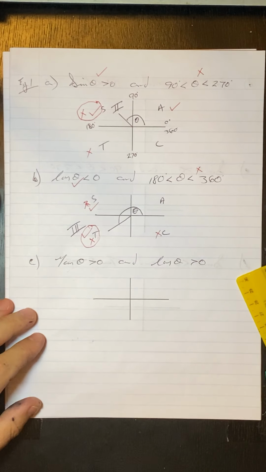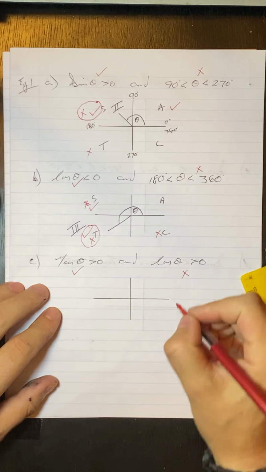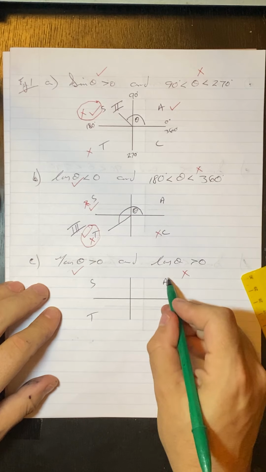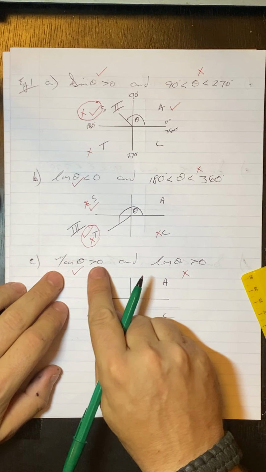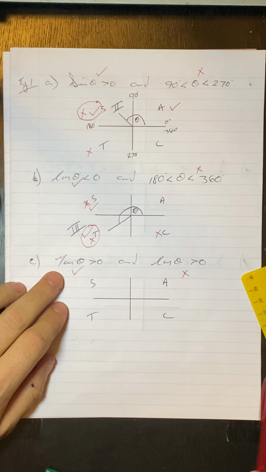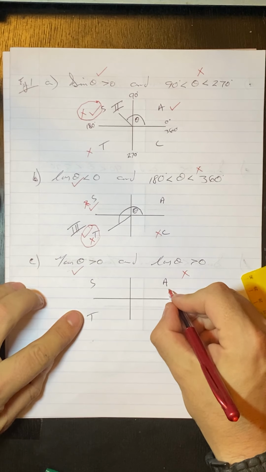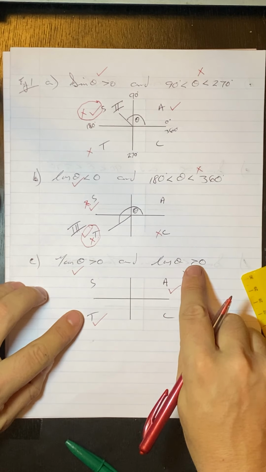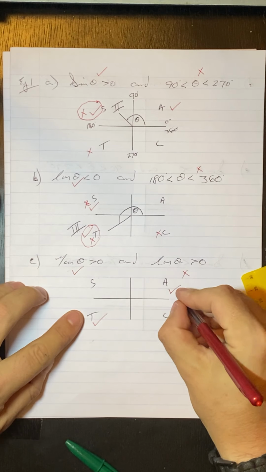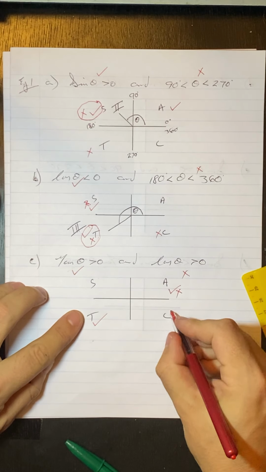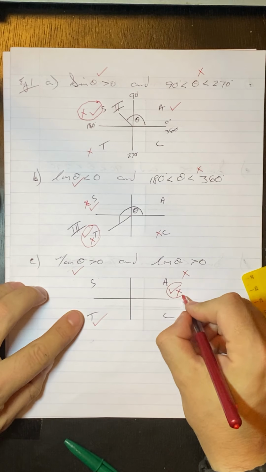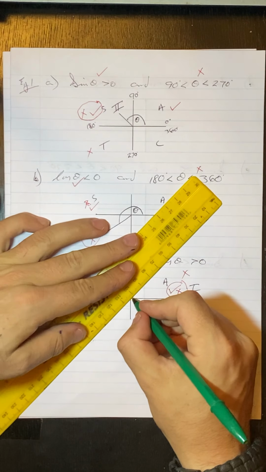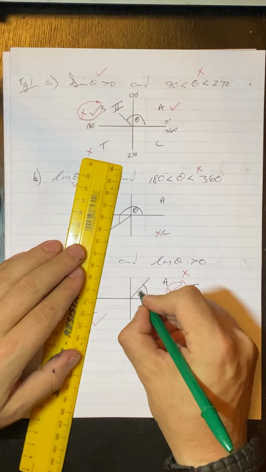Okay, moving on to the next one. Mark that one with a tick and that one with an X. Our CAST diagram. This is saying tan must be bigger than 0. If something is bigger than 0, it is positive. So we know that they're all positive there, and tan is positive there. This one here is saying where cos is greater than 0. In other words, where is cos positive? Well, it's positive there, all of them, and it's positive here in this quadrant. Where do both of these things agree? Right here in quadrant 1. So I know my angle will lie here.